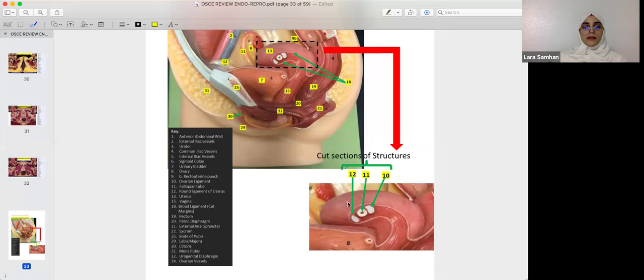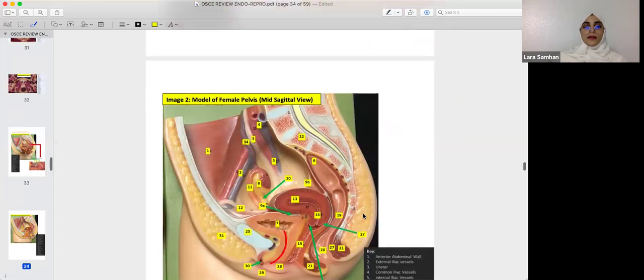This is the ovarian ligament, and this is the round ligament, number 12, and number 10 is the ovarian ligament. And in between them, which is number 11, is basically the fallopian tube. Okay, so moving on to this structure.